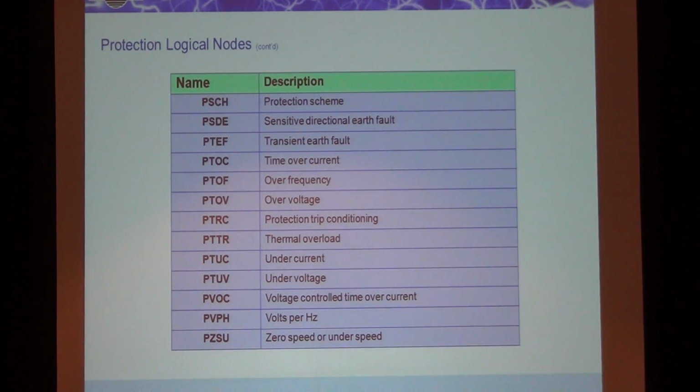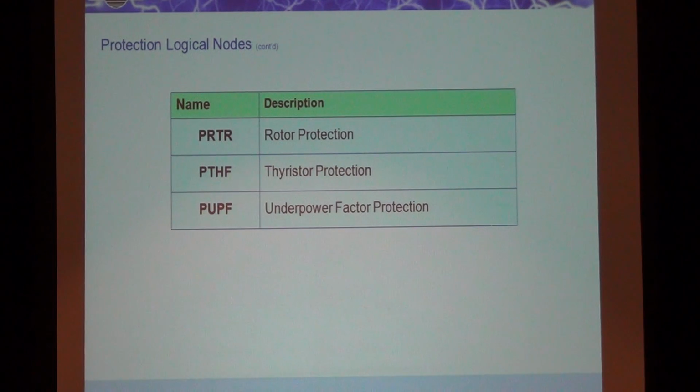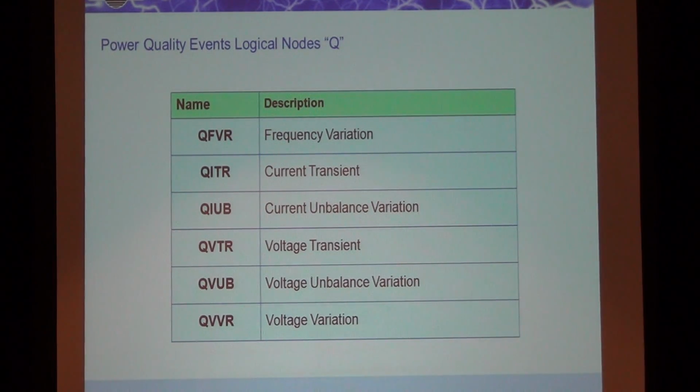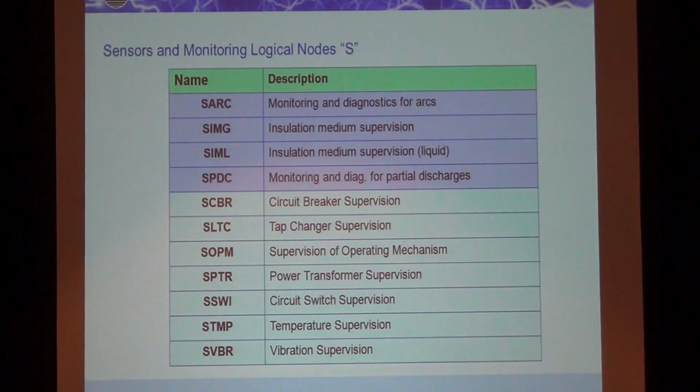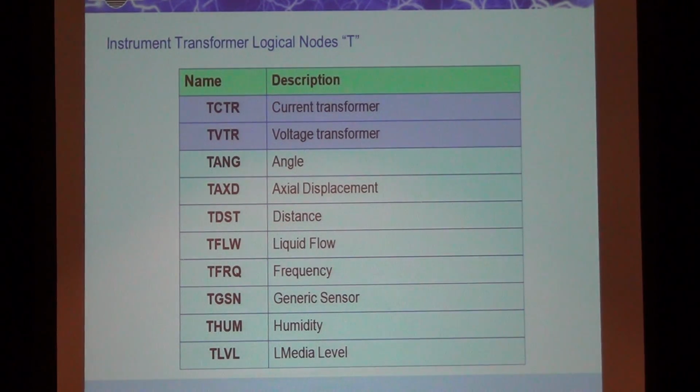We're not going to list all these things here, but just to give you a general idea of the scope of the standard and how much of the power system functions that exist in the system, now there's a standard that defines how these things work. Power quality events, protection related things like reclosers, differential measurements, disturbance recorders, sensors and monitoring for looking at arcs and insulation. Instrument transformers for not just current and voltage, but frequency, generic sensors, etc.